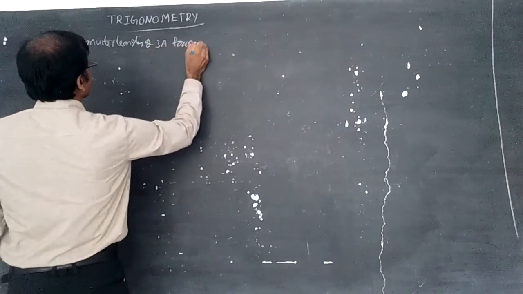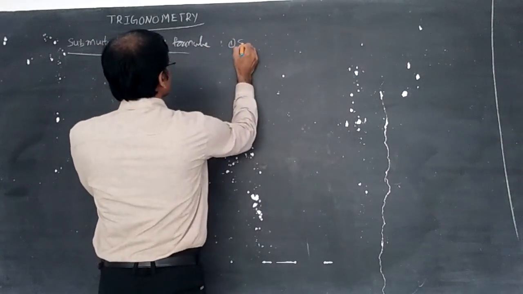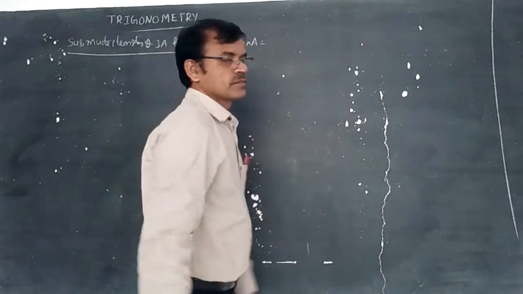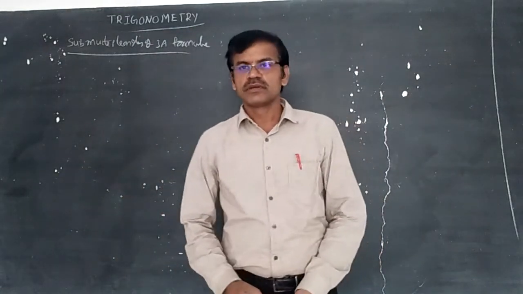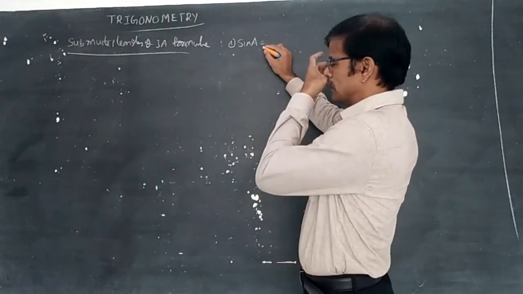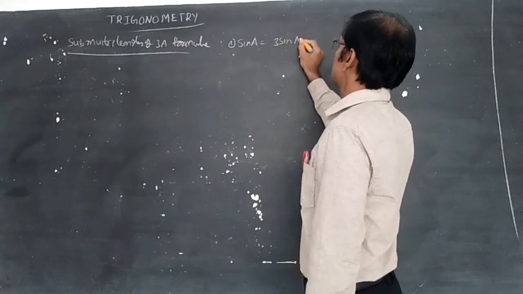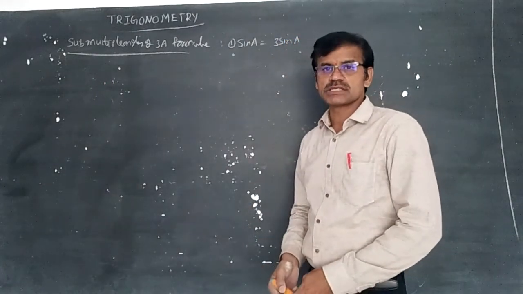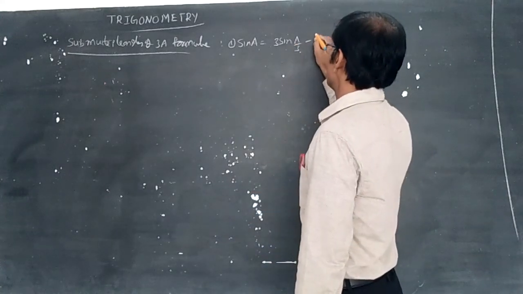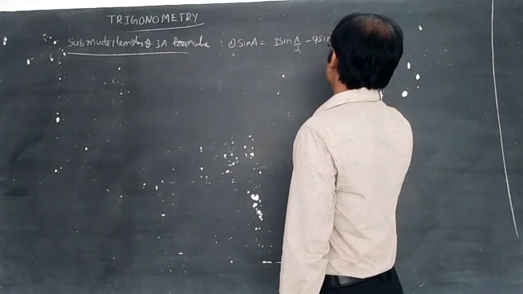Submultiple angles of 3A formula. First one, sin A. Here what we are doing? Sin 3A by 3, so divide by 3. Here also you should write it. The sin 3A formula is 3 sin A minus 4 sin cube A. Put here, this is 3 sin A by 3 minus 4 sin cube A.